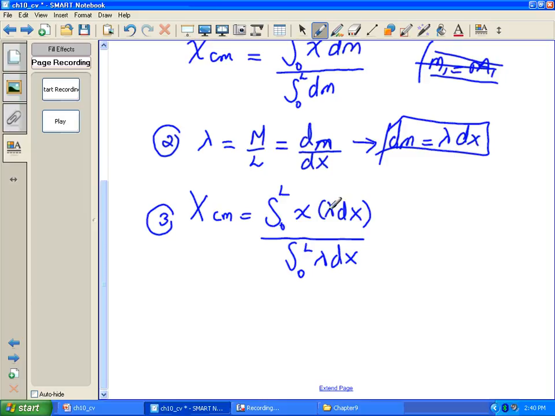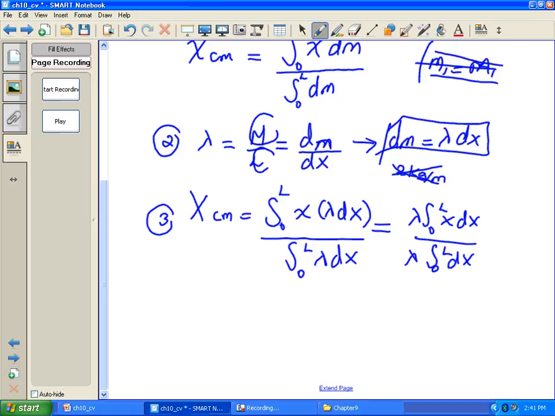Now, because the lambda is constant, remember it's a constant, it's just like a number. The thing is that we are representing it by the letter lambda, but it might be something like 2 kilograms per meter, in other words, mass per length, or it might be 1 kilogram per meter, half a kilogram. Whatever the case is, it's just a number, and therefore it can come right out of this integral. So the integral from 0 to L of x dx divided by, again, out of the integral, the integral from 0 to L of dx.